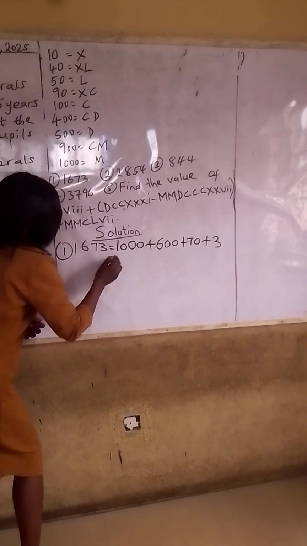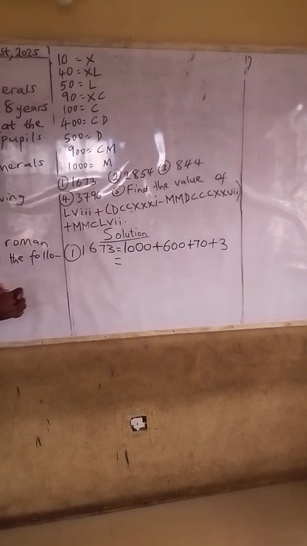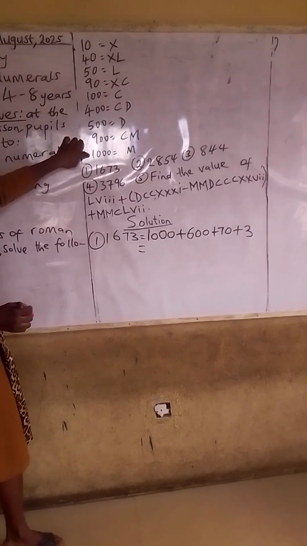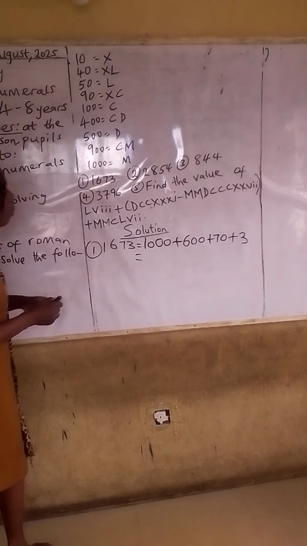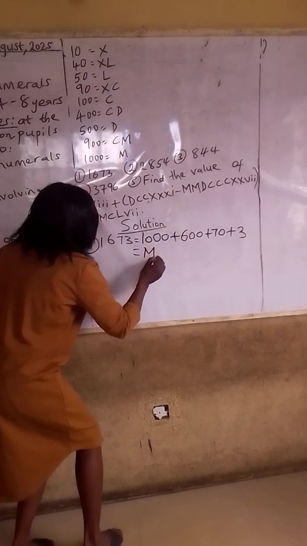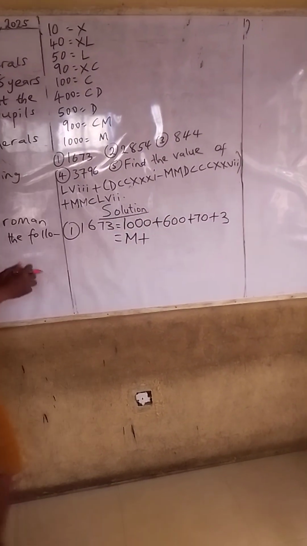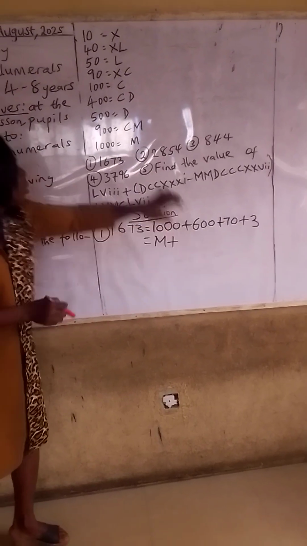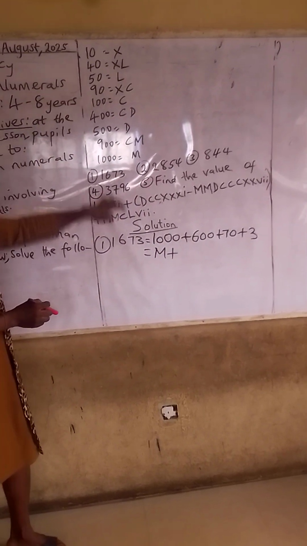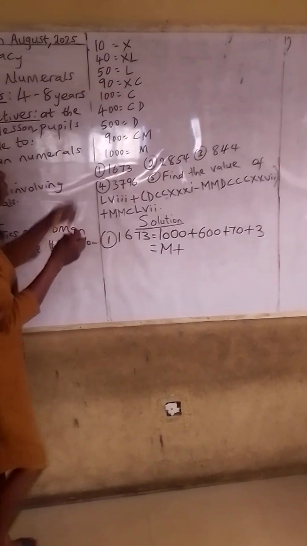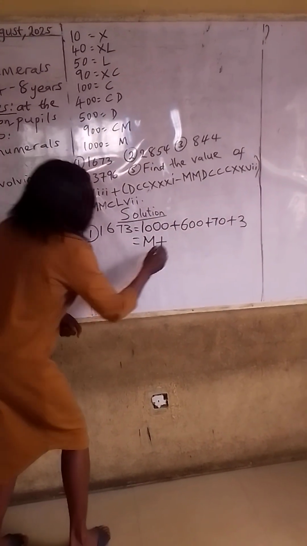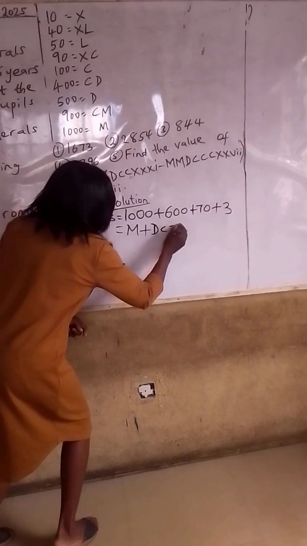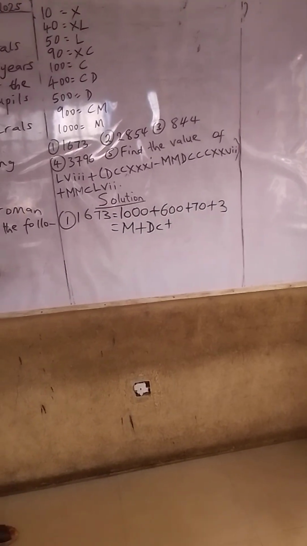Now let's move on. See why I said this basis is necessary. From the basis here, you are made to understand that 1,000 is M. You put your M. Plus 600 is 500 plus 100, which will give you 600. So you put it down. That is DC. Plus, we have 70.